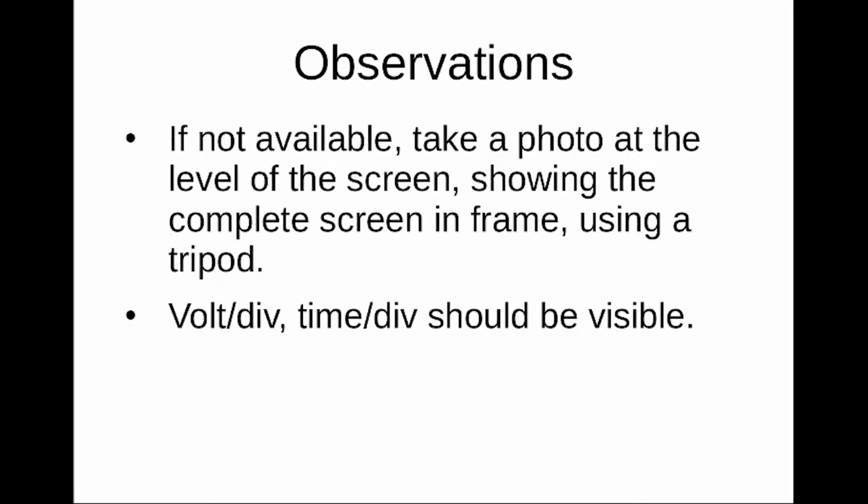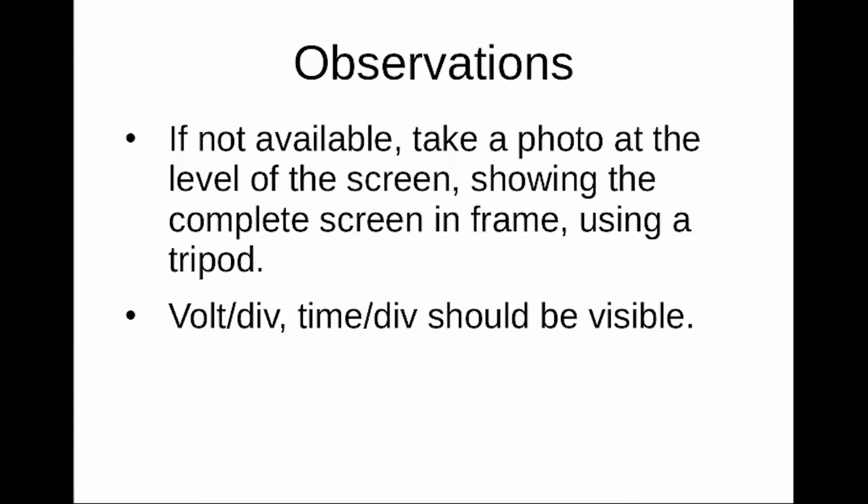However, if this facility is not available, then of course you can take a photo. But when you take a photo, try to take the photo at the level of the screen, showing the complete screen in the frame, and use a tripod to avoid shake. And all volt per division, time per division, all other settings, probe multiplication factor, everything should be visible. To highlight parameters like time period, you can also use cursor measurements available in the oscilloscopes.